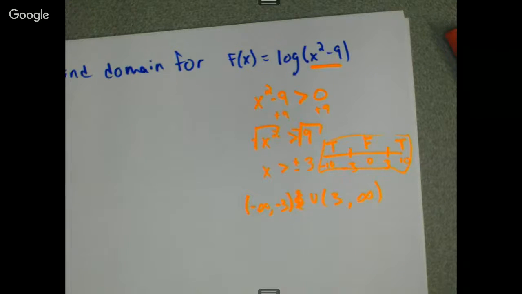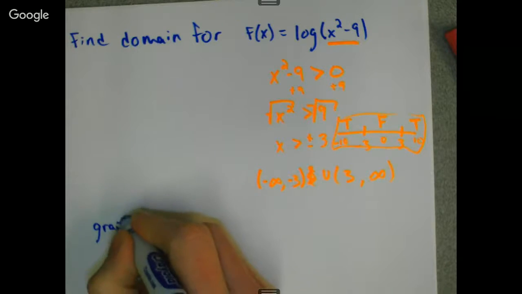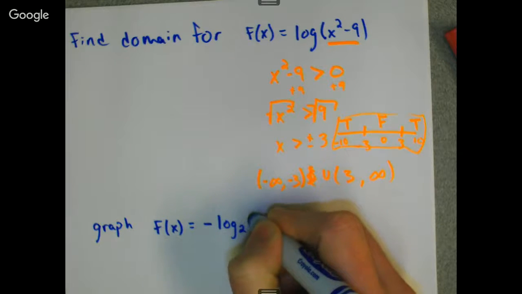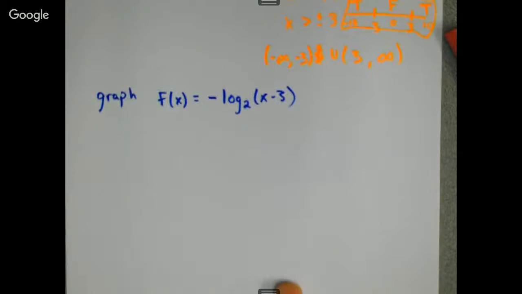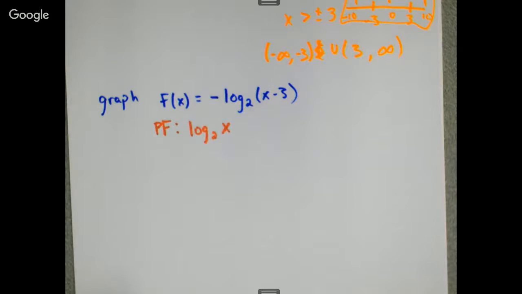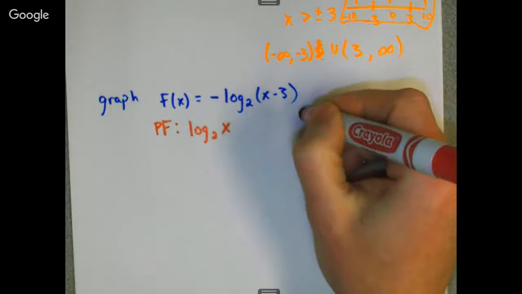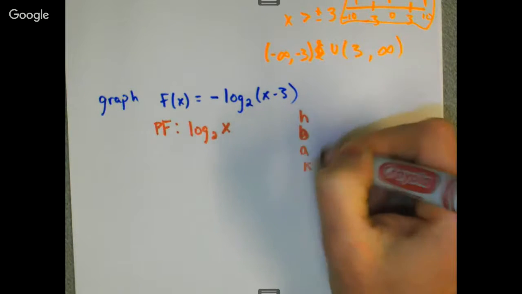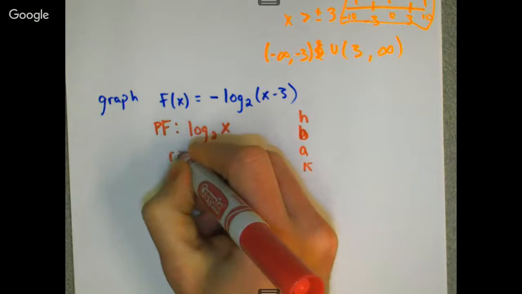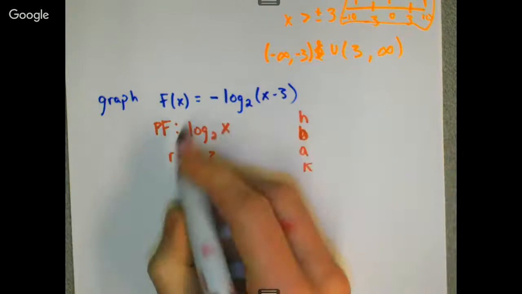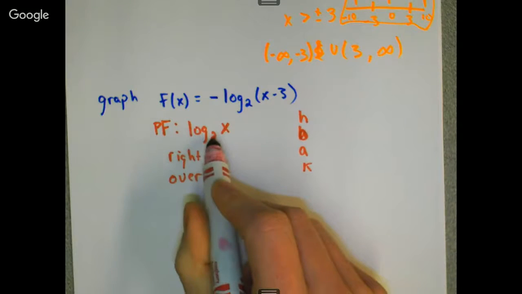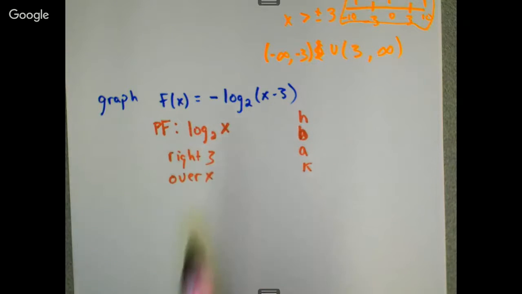Now, if we move on to some of the more graphing, so graph f of x equals minus log base 2 of x minus 3. We'll start with the parent function, that would be log base 2 of x. Then we still do B-A-K. h is right here, which would be right 3. There's no b. Then we go to a, which is over x, since that's negative. And there's no k out here. So it's log base 2 of x. We go right 3 and over x.